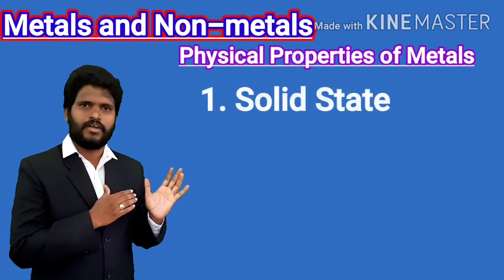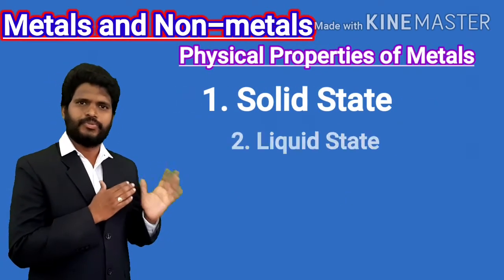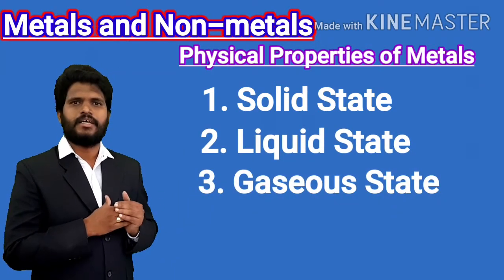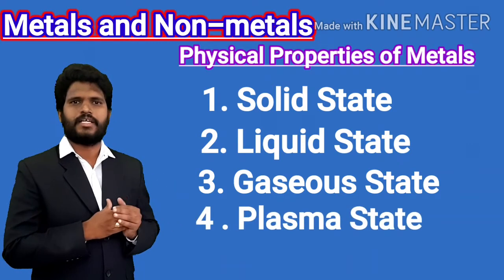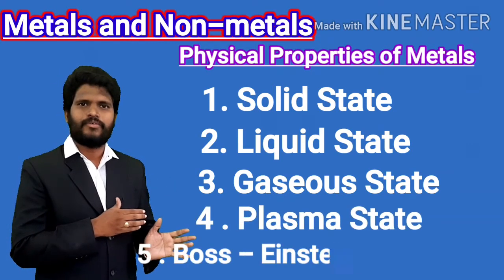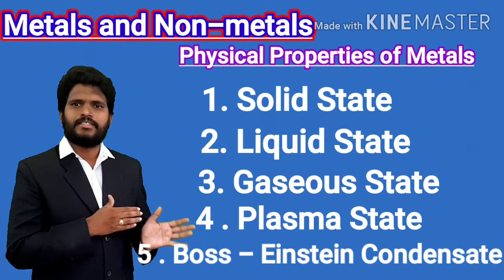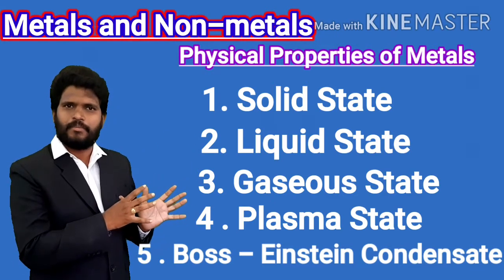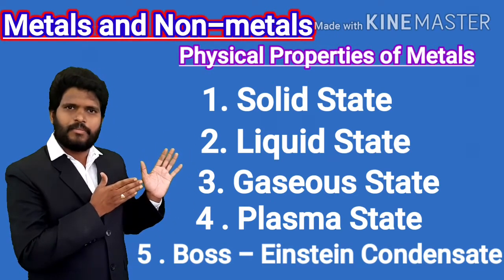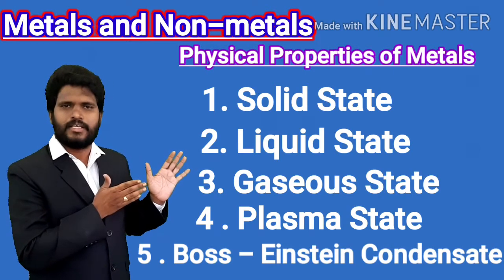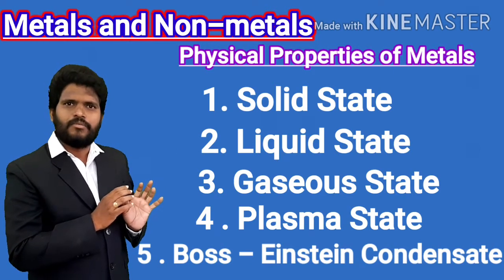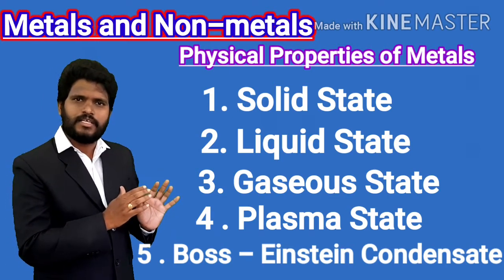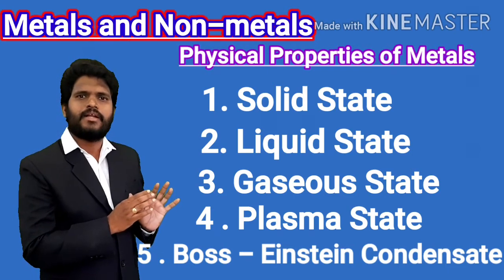Number 1 is the solid state. Number 2, liquid state. Number 3, gaseous state. Number 4, plasma state. Number 5, Bose-Einstein condensate. Among these 5 physical states, the first 4 are natural physical states, and the 5th one, the Bose-Einstein condensate, is the man-made physical state.